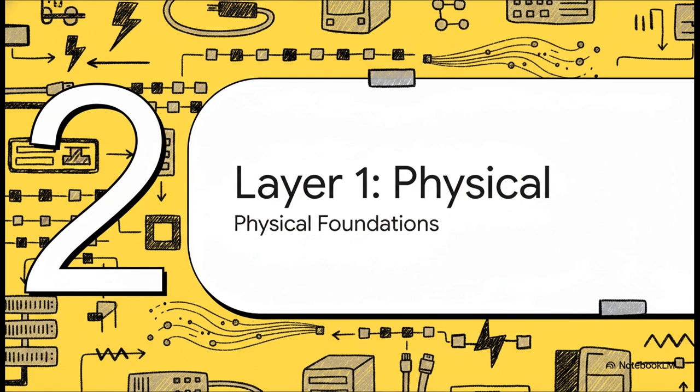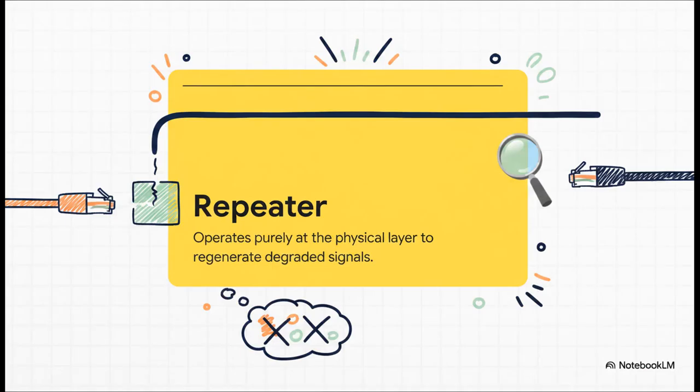Moving right along to Section 2, Layer 1, the physical foundations. Right at the absolute base of the OSI model is Layer 1. This is where devices literally have zero intelligence. They only understand raw physical, electrical, or optical signals. The most basic device you'll find here is the repeater.